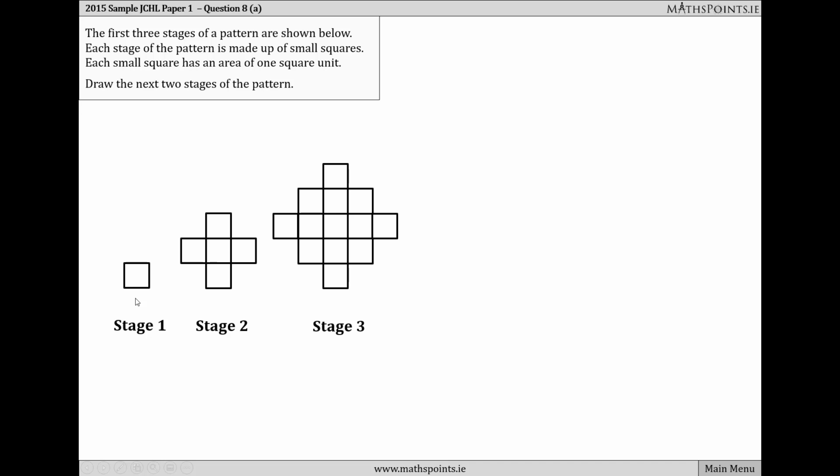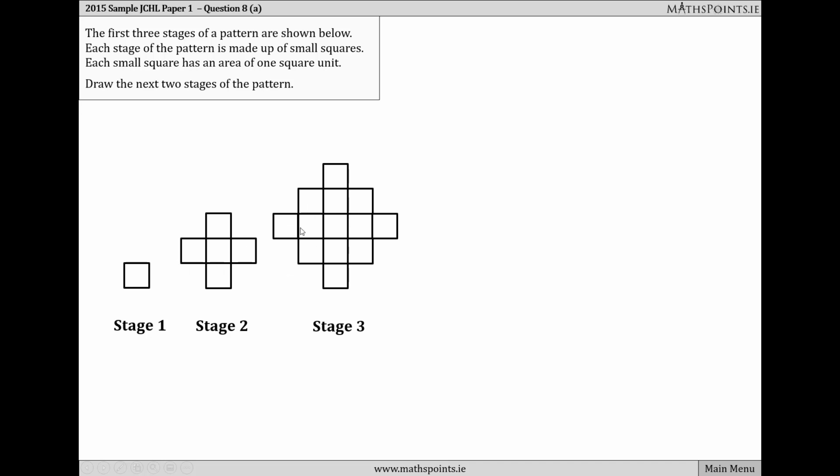What I would do first is I would count how many wide and high the shape is. So stage 1 is 1 box wide and 1 box high. Then stage 2 is 3 wide by 3 high. Stage 3 is 5 wide by 5 high. And so we can see that there's a pattern here where we're adding an additional box above and below and to the left and to the right.